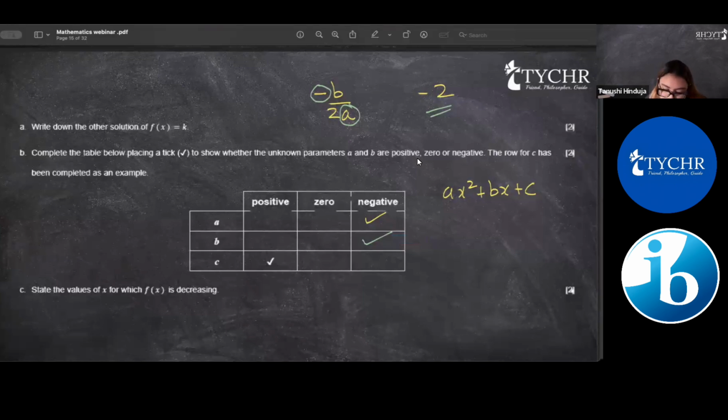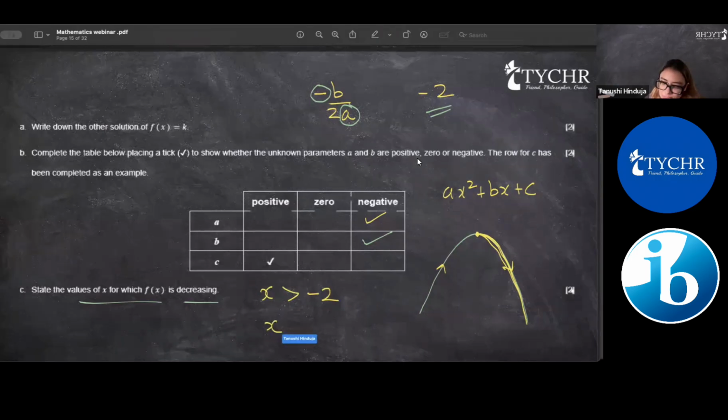Next, they want the values of x for which f is decreasing. So this is a parabola. On the left of the vertex, it's increasing. On the right, it's decreasing. That means we need this region. That means simple. We just need to be above the x value of the vertex, which means we want x to be greater than -2. In this case, if you write greater than or equal to -2, that's also correct. Both of these answers will be marked correct.